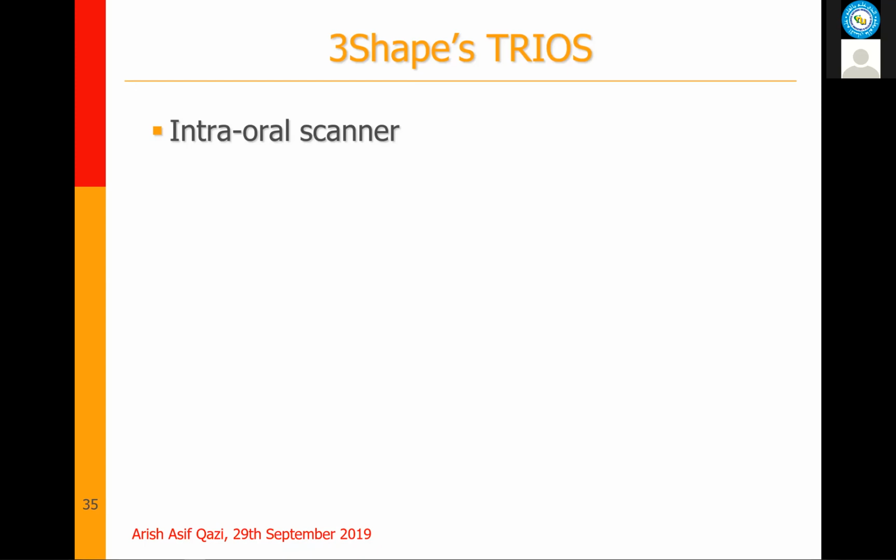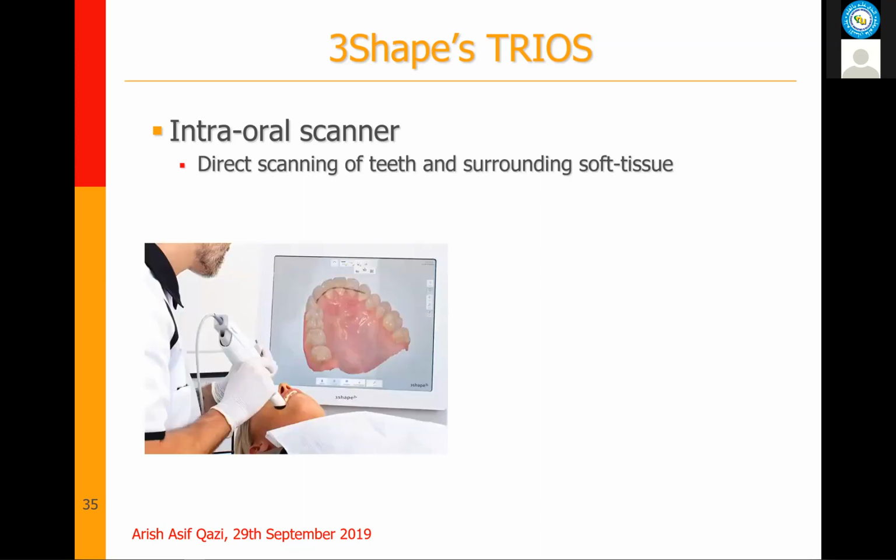So what happens is that when a patient walks in, a dentist takes an impression of the teeth to see if the teeth are aligned, or, let's suppose the teeth are missing, then they take an impression. Now that impression they have to go and scan, and it's all time consuming and leads to more chair time for the patient. Now the idea was to develop a scanner where you could directly scan the patient's teeth without taking any impressions. So you directly scan the teeth and the surrounding soft tissue. This is what was developed.